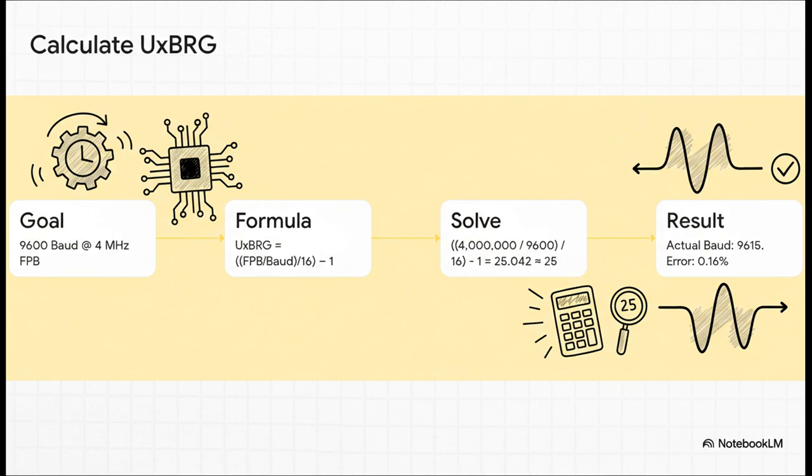And here's the sanity check, the really important part. If we plug 25 back into the original formula, what do we get? We get 9615. Is that a problem? No way. That's an error of just 0.16%. It's well within what a UART can handle, and it's going to work perfectly.